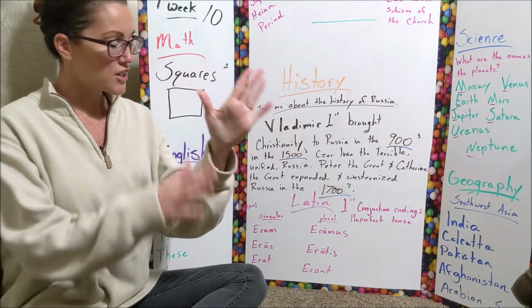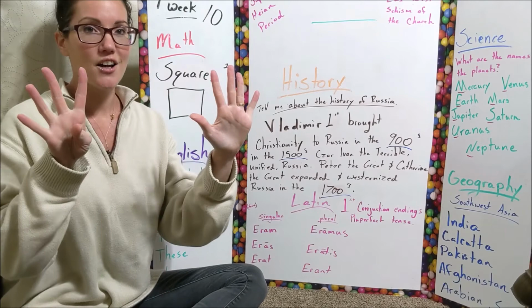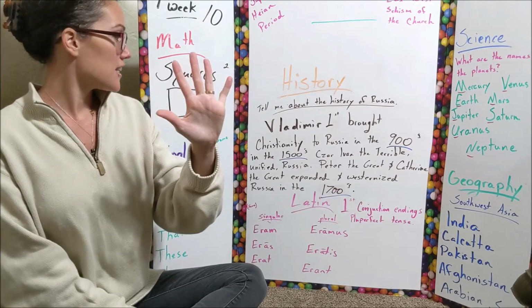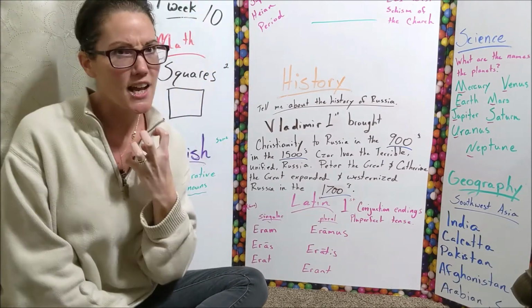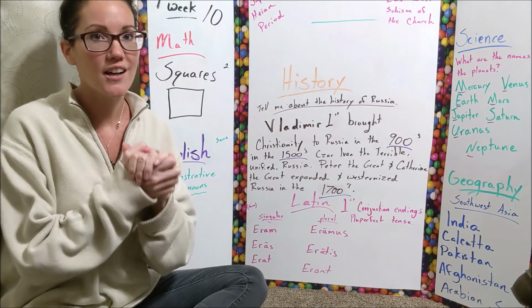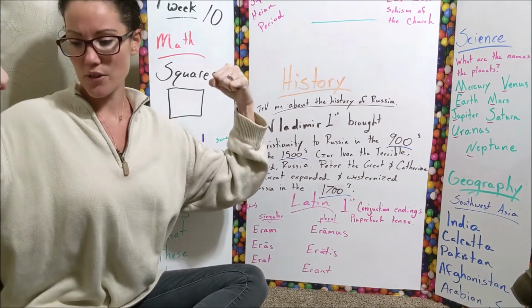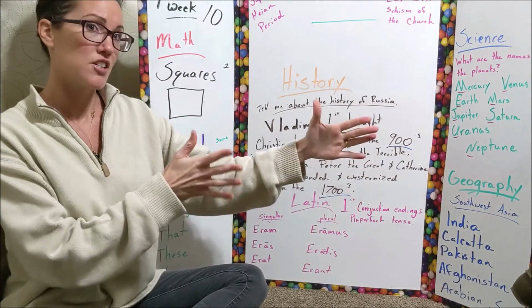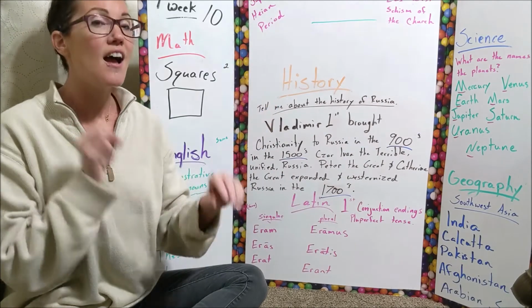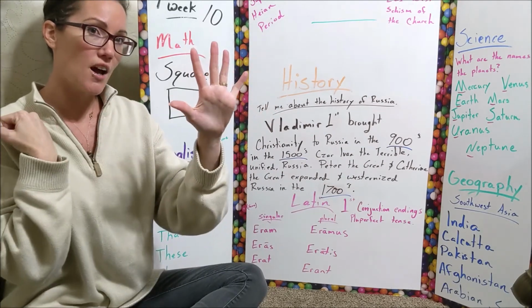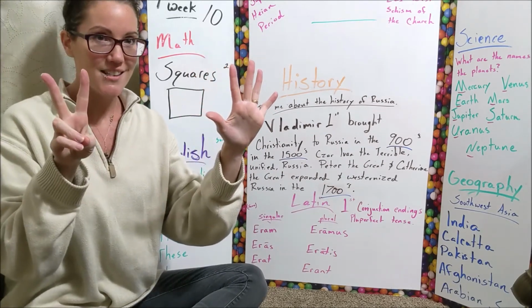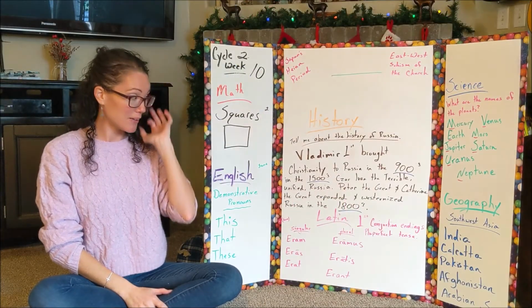Vladimir the First brought Christianity to Russia in the 900s. In the 1500s, Tsar Ivan the Terrible unified Russia. Peter the Great and Catherine the Great expanded and westernized Russia in the 1700s. 900s, 1500s, 1700s. With my bell chiming behind me being very loud.